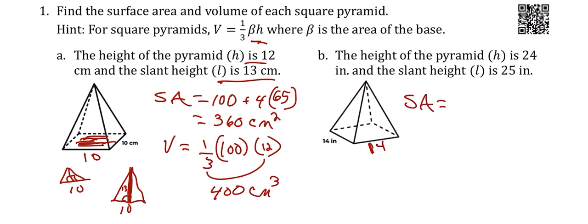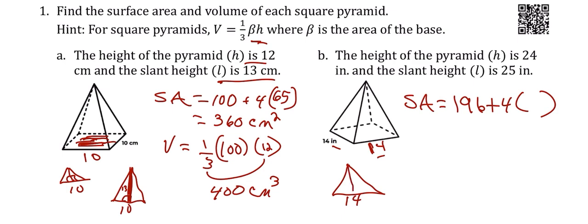Okay, let's look at the next one. Let's start with surface area. 14 times 14 gives us the area of the base, which is 196, and then we have 4 triangles. Each of the triangles has a base of 14, and they told us the slant height. The slant height was 25.